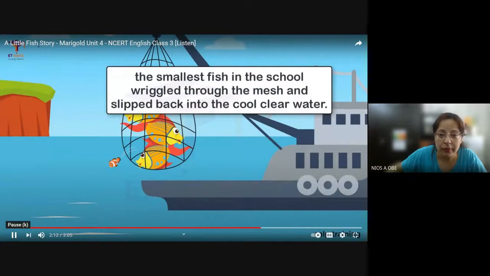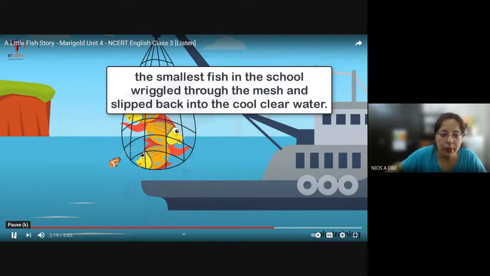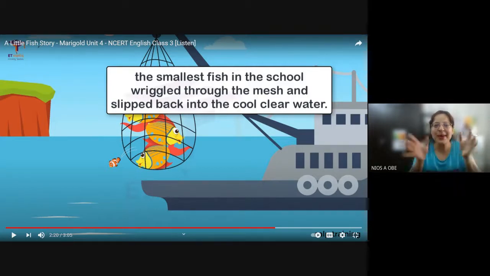The smallest fish in the school wriggled through the mesh and slipped back into the cool, clear water. And then what happens? The small little fish, because it is so small, is able to come out of the net, come out of the mesh, and it slips back into the cool, clear water. Wow. It is small, and so it is able to come out of the mesh.